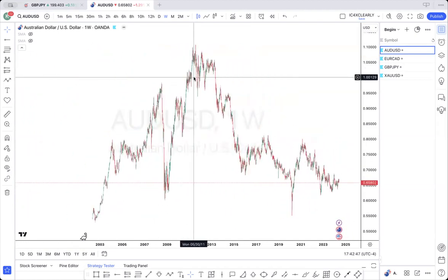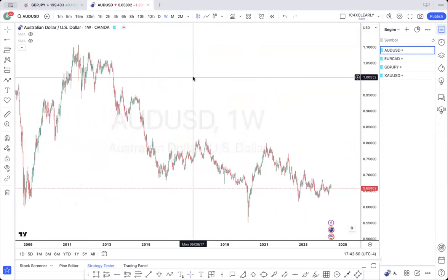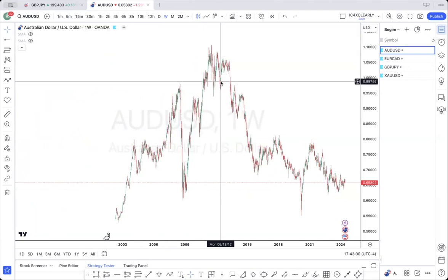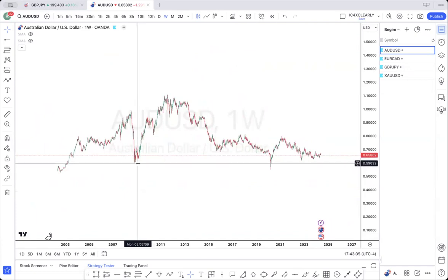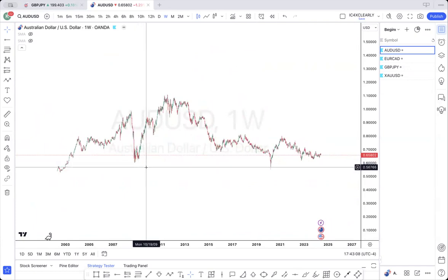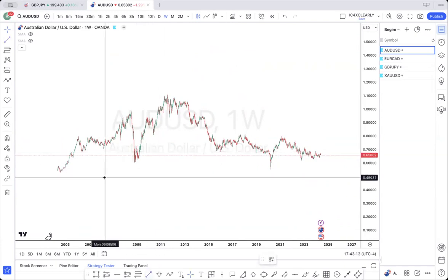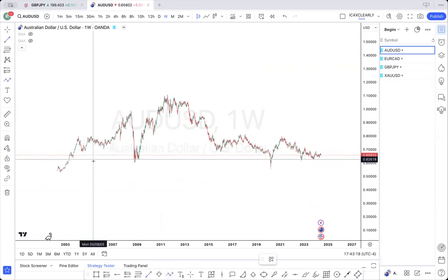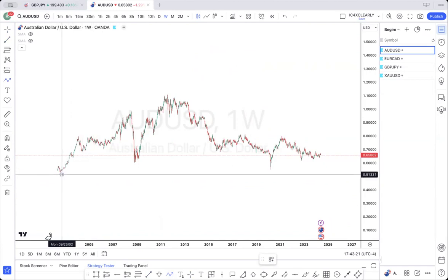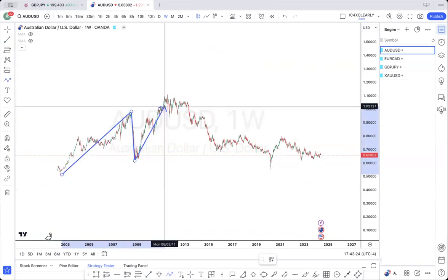So the four pairs that we came up with are AUD/USD, EUR/CAD, GBP/JPY, and gold. The first thing I would do is go to my higher time frame, and I like to look at the bias of the market. If I'm trading market structure and price action, I'm looking at the higher time frame.